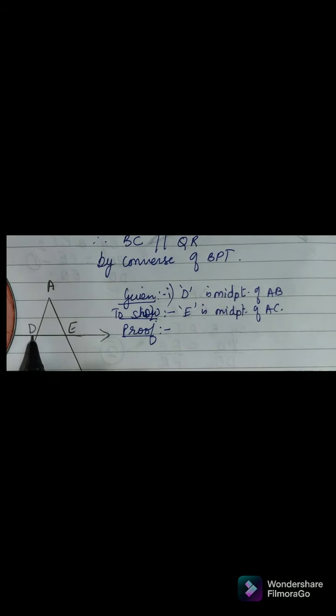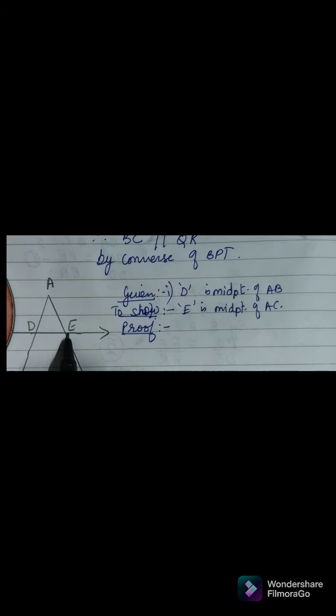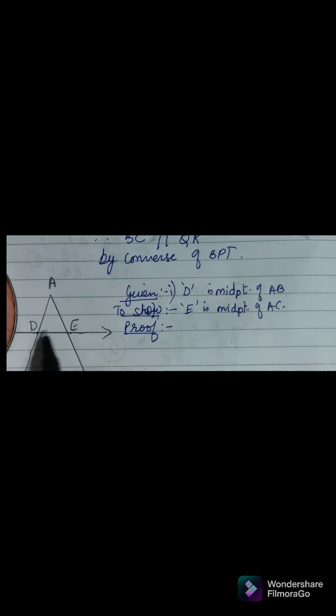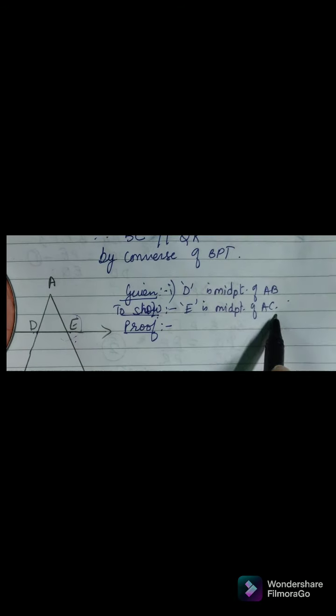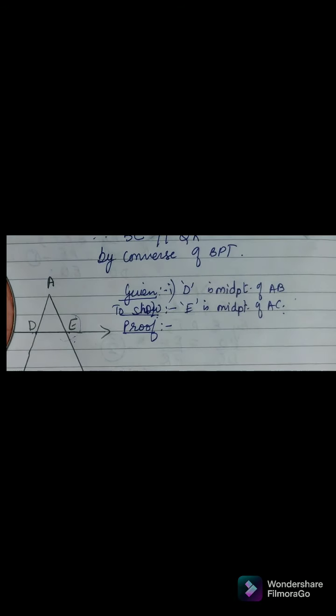Okay, starting with the 7th sum, it says using theorem 6.1, prove that a line drawn through the midpoint of one side of a triangle is parallel to another side and bisects the third side. So D is midpoint, this is given to us, of AB. We have to prove that E is also the midpoint. So let's start with the proof.